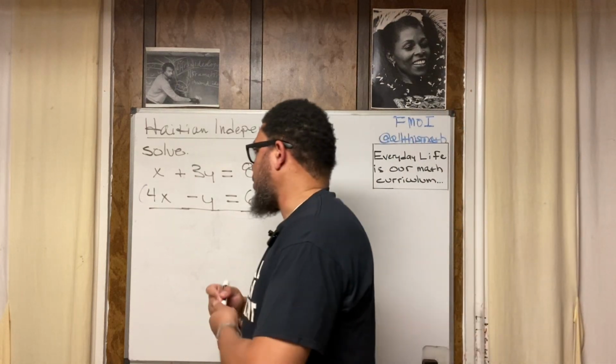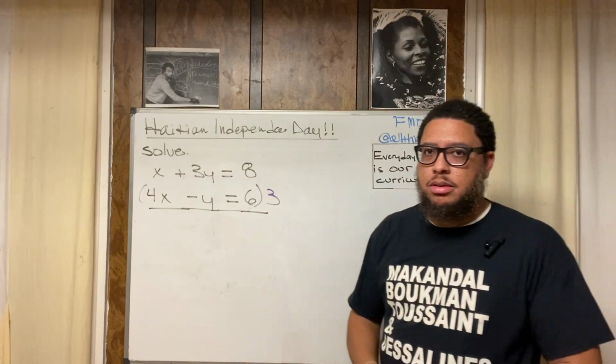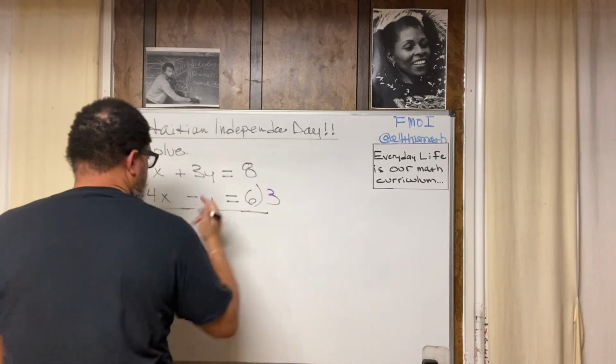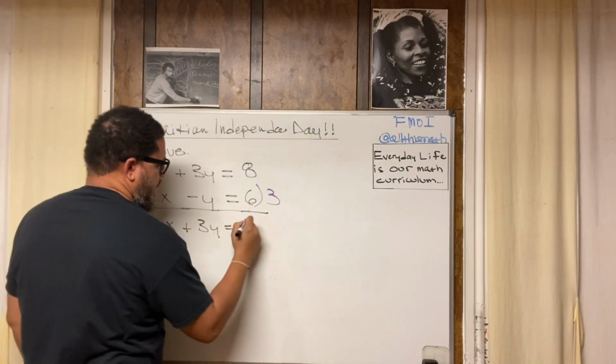So what's going to happen is I'm going to rewrite the system. The top equation don't change. Some problems you're going to have to change both equations. But in this case, the first equation don't change. So I'm going to just rewrite that. X plus 3y equals 8.